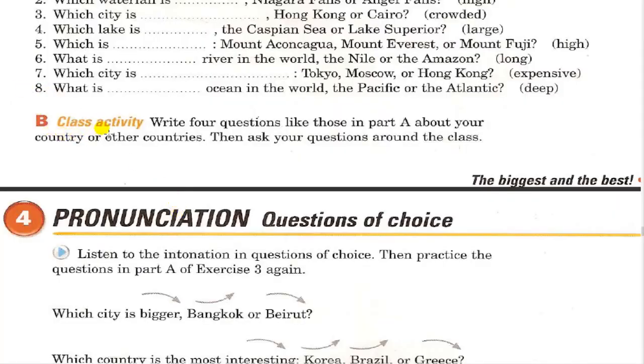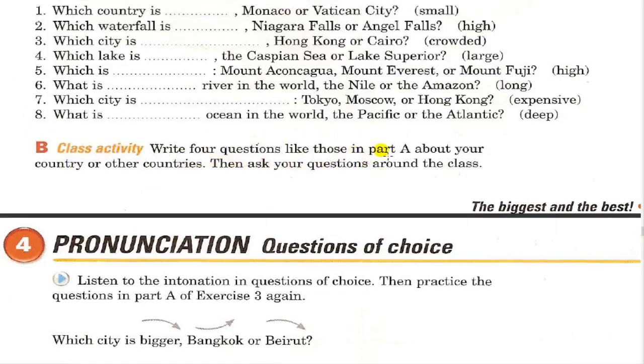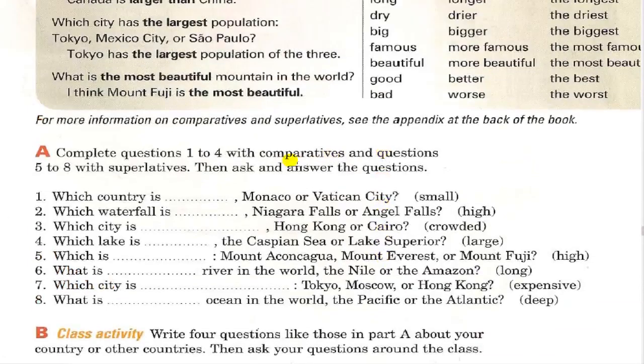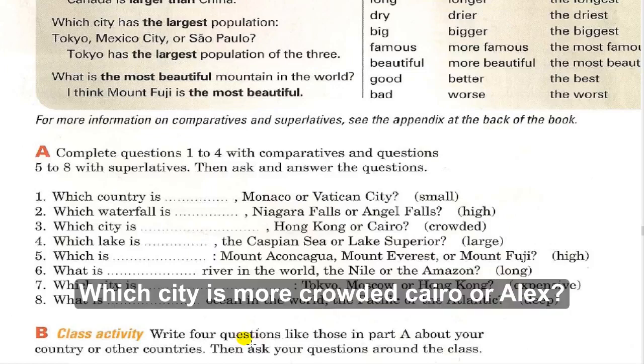B, class activity. Write 4 questions like those in part A about your country or other countries, then ask your questions around the class. So in part B, you make a question about your country, about Egypt, Saudi Arabia, Kuwait, United Arab Emirates. Example: which city is more crowded, Cairo or Alex? Cairo is more crowded than Alex.